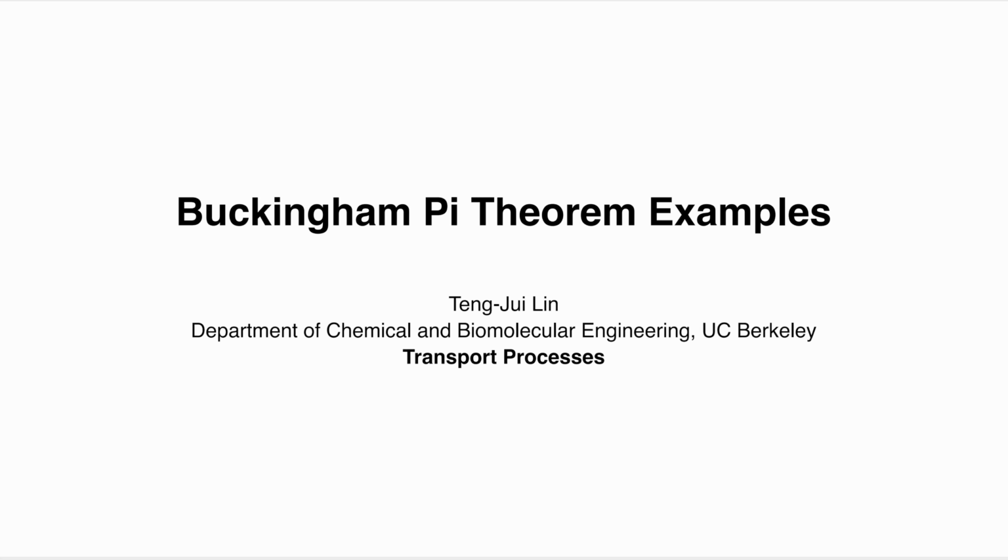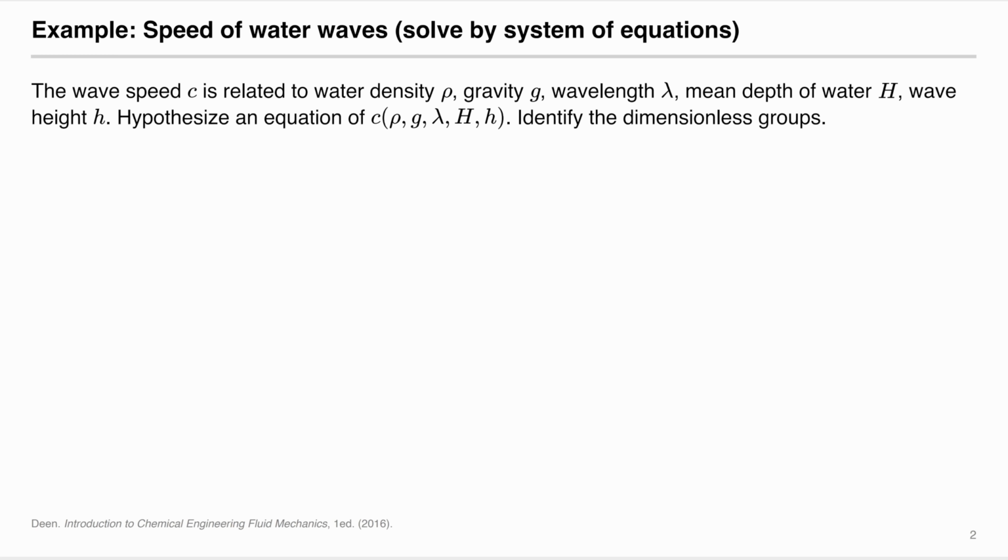Let's look at some examples using the Buckingham Pi theorem and dimensional analysis. We're given that the wave speed c is related to water density ρ, gravity g, wavelength lambda, mean depth of water H, and wave height small h. Hypothesize an equation that relates c to all other variables and identify the dimensionless groups.